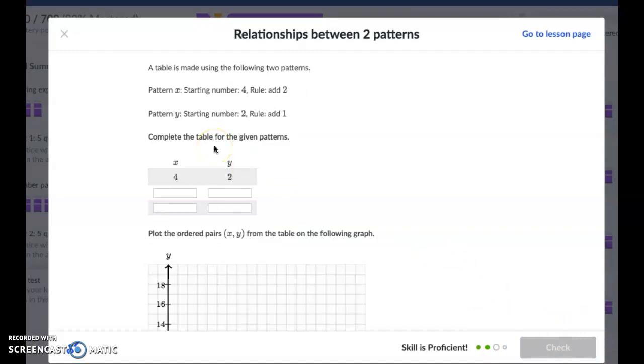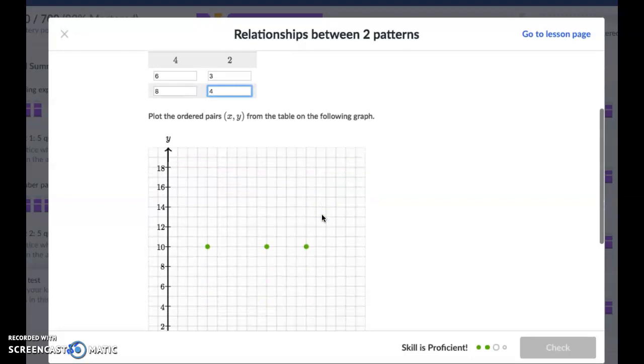A table is made using the following two patterns. So pattern X, starting number is 4, and our rule is add 2. So 4 and we add 2 is 6, and we add 2 is 8. Pattern Y, our starting number is 2, and our rule is to add 1. So start with 2, add 1 is 3, add 1 is 4.